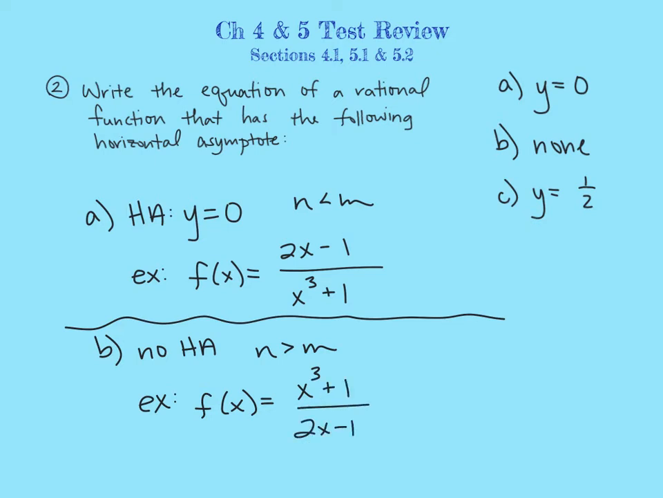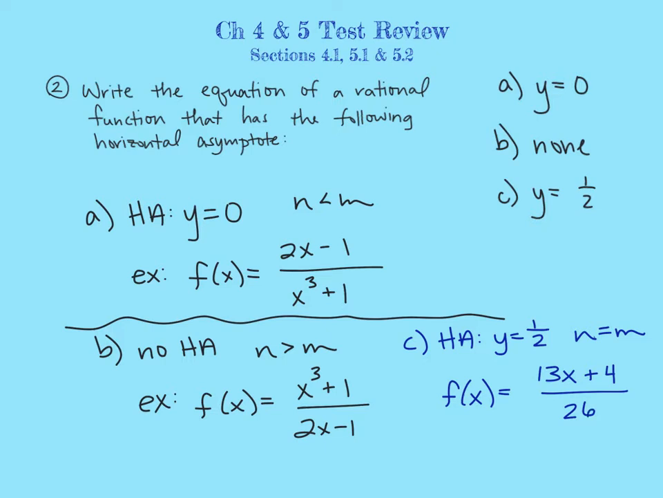we're totally fine. And then in part C, to have a horizontal asymptote of 1/2, our n and our m values need to equal each other, and the ratio of our leading coefficients needs to be 1/2. Well, there's an infinite amount of ways to get 1/2. I'll pick a fun way. I'll do 13 over 26.